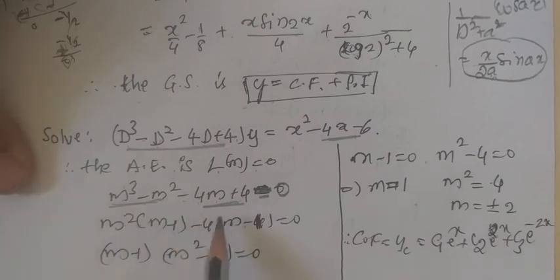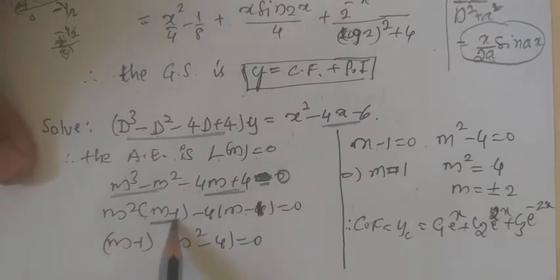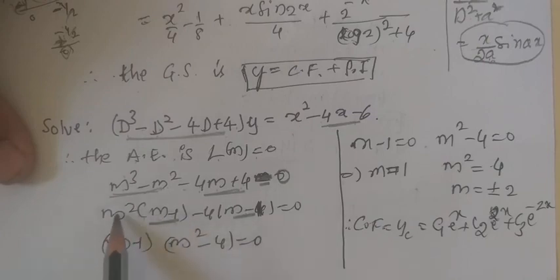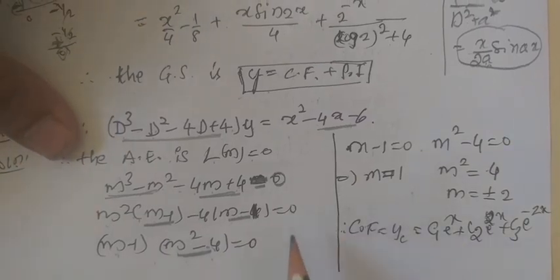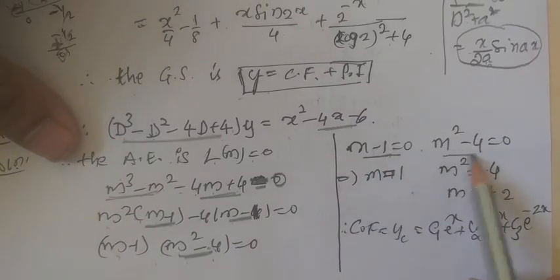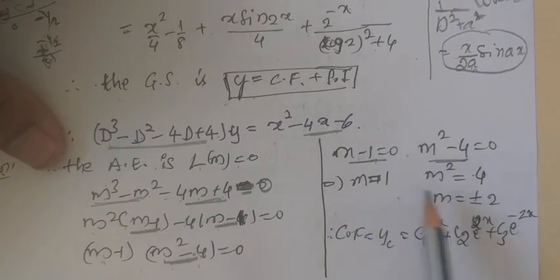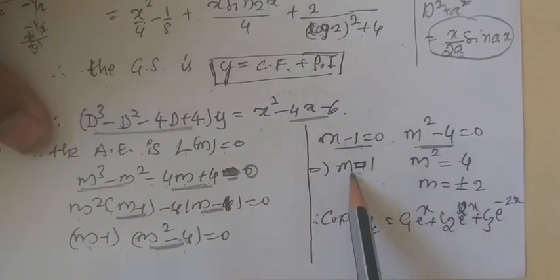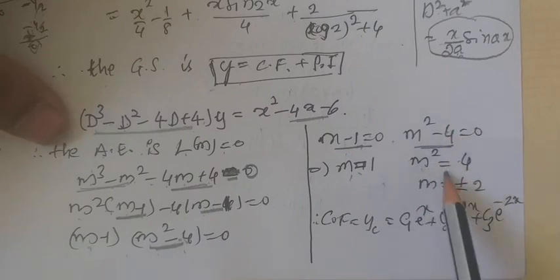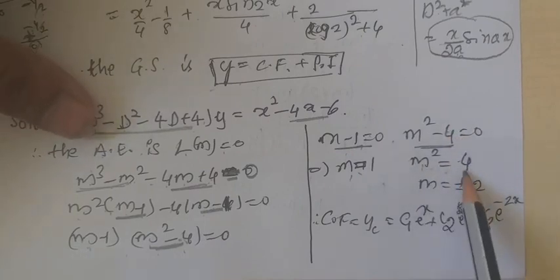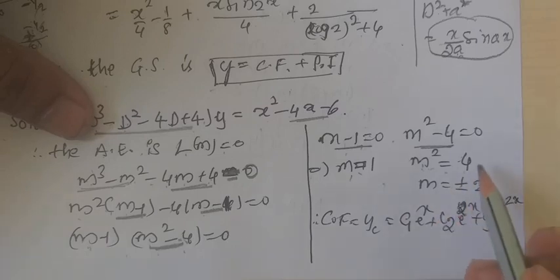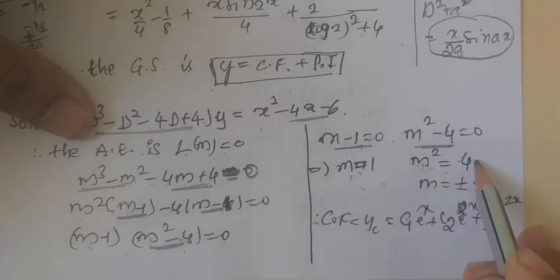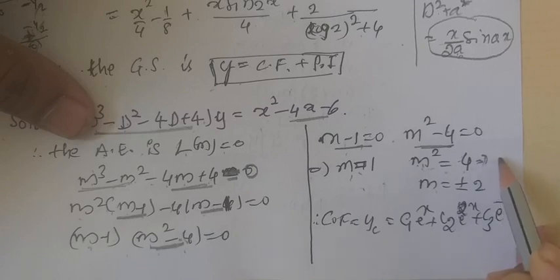So what happens here, from these two you will get m minus 1 as the common factor. You write that. So if you take m minus 1 common here, from the first term you will be left with m square, from the second term you will be left with minus 4. So you will write it as m minus 1 into m square minus 4. Therefore m minus 1 equal to 0 and m square minus 4 are the two factors. So on solving this, you will get m is equal to 1. And m square is equal to 4 means m is equal to plus or minus root 4.